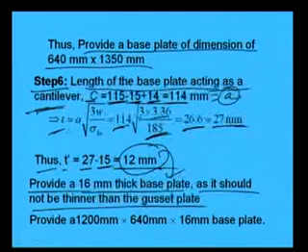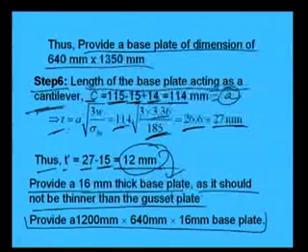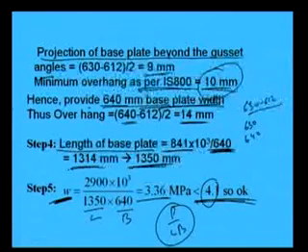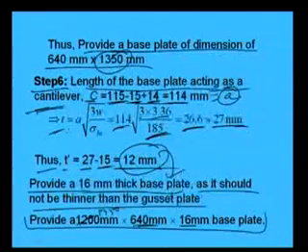So finally we are deciding the dimension of the base plate as 1350 by 640 by 16, not 1200, sorry, 1350 by 640 by 16, we got 1350 here. So in this way base plate dimension has been fixed. Now, let us go to the connections.